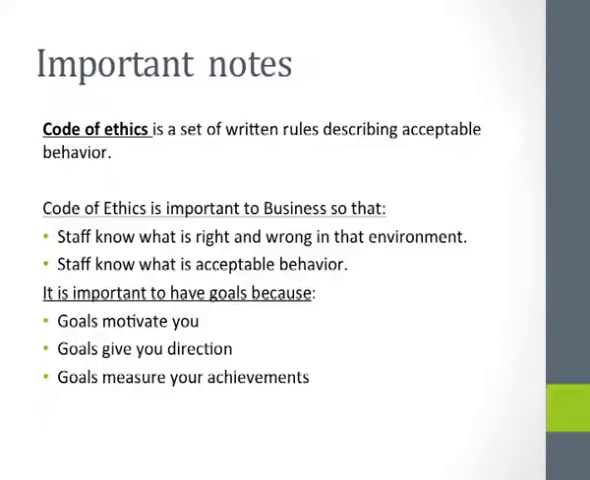Before we even get to any examples, it is important that you just take note of the following notes. These are the important notes. Code of ethics. Code of ethics is a set of written rules describing acceptable behavior. Code of ethics is important to business so that staff know what is right and wrong in the environment. Staff know what is acceptable behavior. It is also important to have goals because goals motivate you. Goals give you direction and goals measure your achievements.